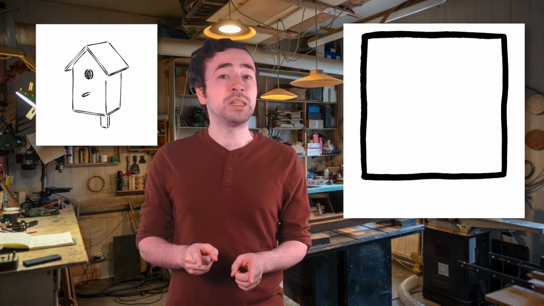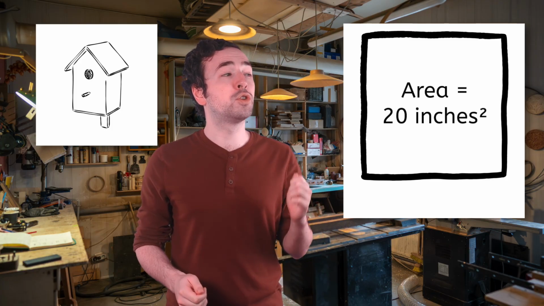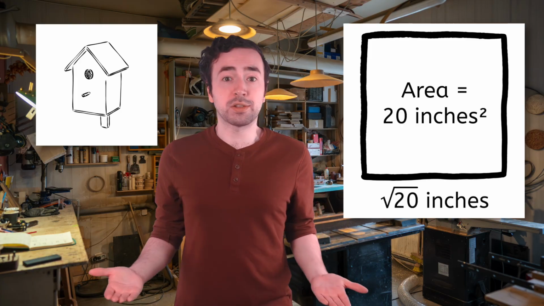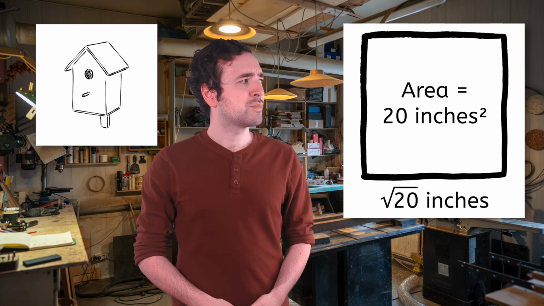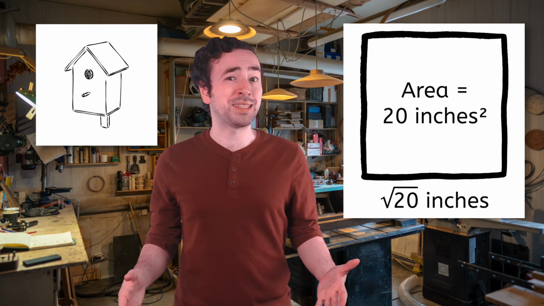I also need to cut 2 square pieces for the roof, each with an area of 20 square inches. We can take the square root to find their side lengths. What's the square root of 20? Ooh, 20 isn't a perfect square, so this won't be as easy as the base.